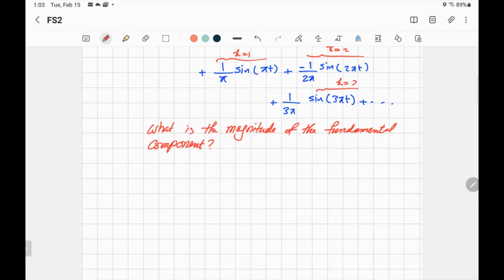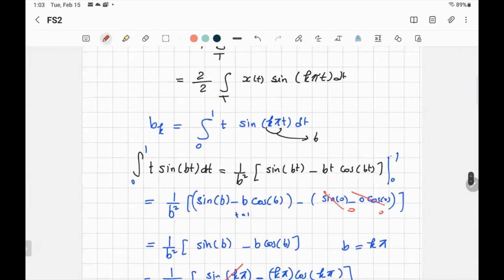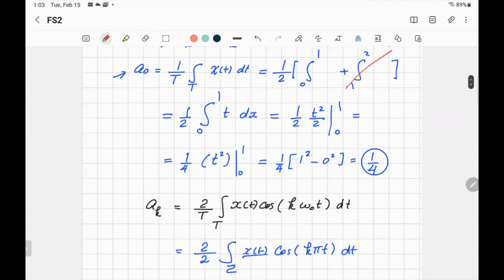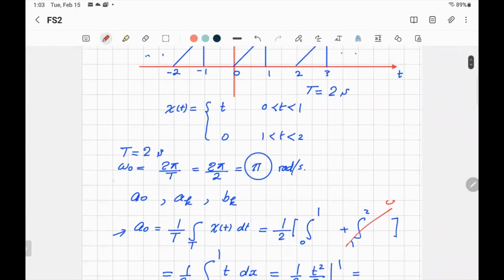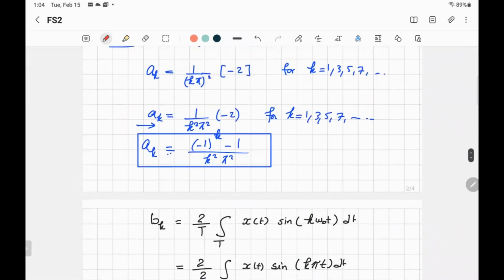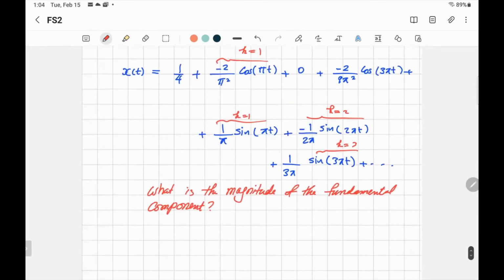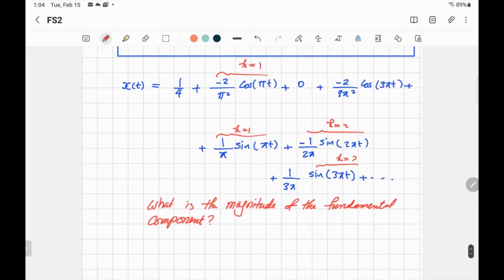The magnitude of the fundamental component is the magnitude of the component whose frequency is the fundamental frequency. What's the fundamental frequency? Omega naught. So I go back there to when we started. That's omega naught. That's the fundamental frequency. So the magnitude of the fundamental component is the magnitude of the component whose frequency is the fundamental frequency. And the fundamental frequency here is pi.